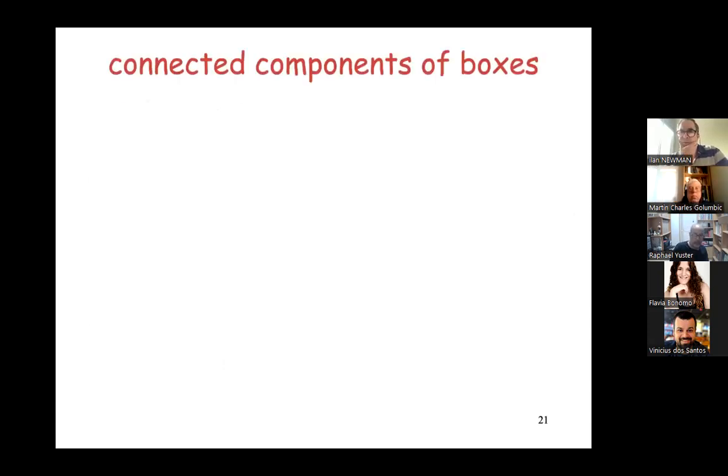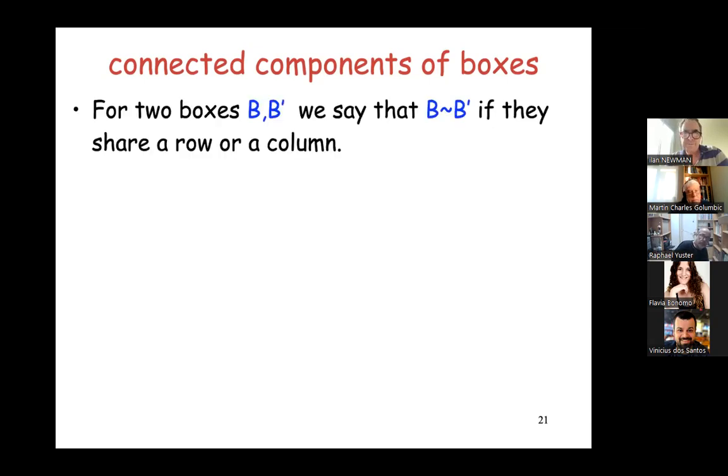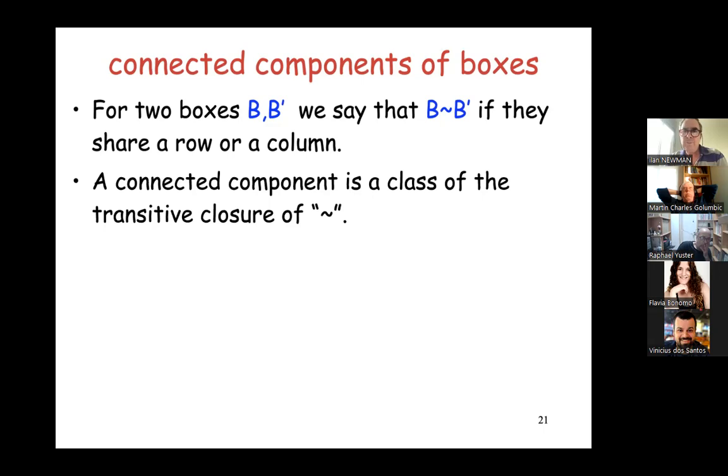And now I need to define this notion of connected components of boxes. So for two boxes, B and B prime, we say that B and B prime are in the same connected component, if you wish, if they share a row or a column. So going in the same row or going in the same column, this defines a graph. And the connected component is just the class of the transitive closure of this relation.